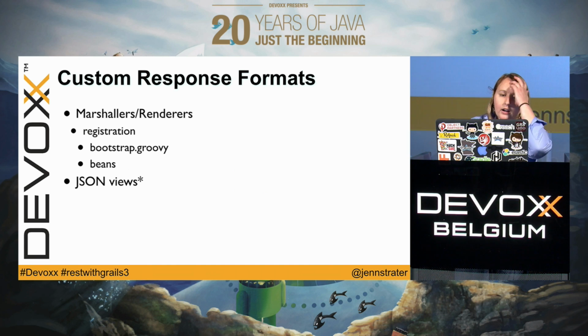The next thing I wanted to do was customize the response format. So we talked about at the beginning how they had that class name, and maybe if you have dates, you may want to format your dates. You can do this from marshalers or renderers. You register them. You can either register them very simply. I'm going to show a Bootstrap registration as well as a custom one in your beans. And then I will very briefly go over the new JSON views just as a comparison.